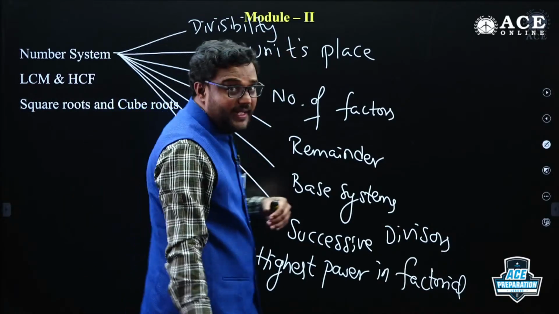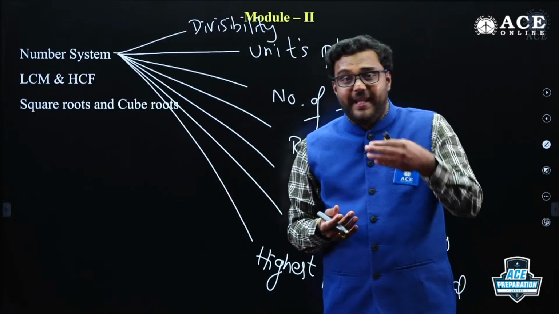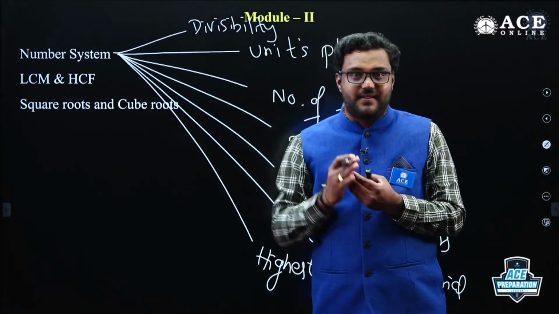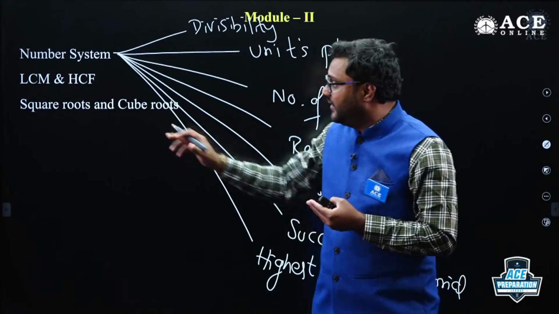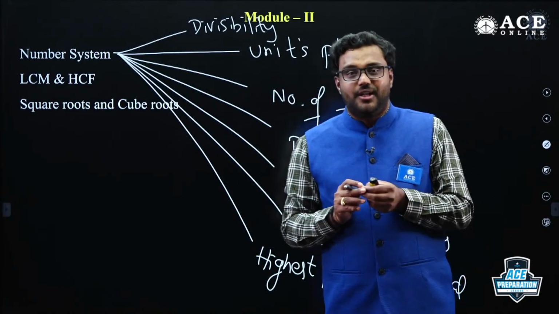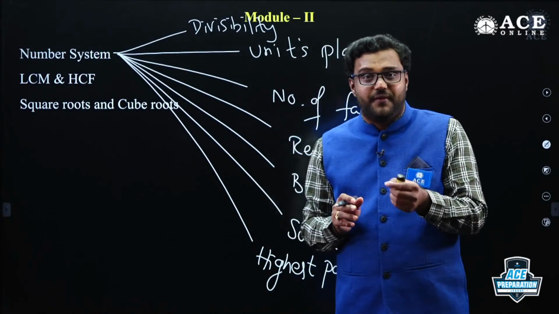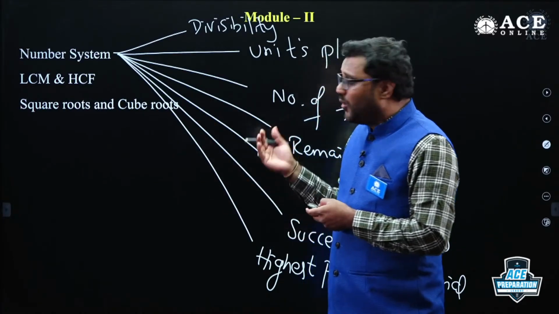Followed by LCM and HCF, least common multiple and highest common factor, basic calculations and its applications, where you have to apply LCM, where you have to apply HCF related, you have to learn. Then square roots and cube roots. What is the shortcut to do square root of a big number and cube root of a big number? You should know those tricks, my dear friends. Right. This is module 2.